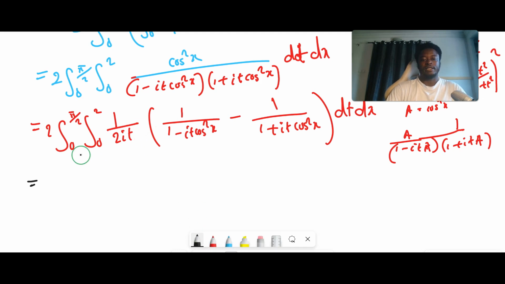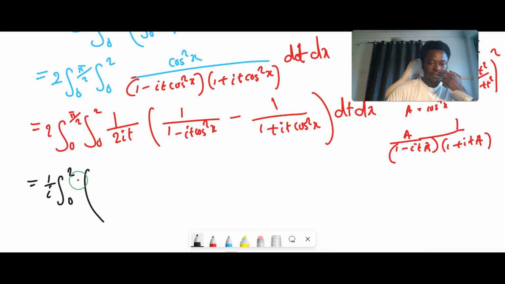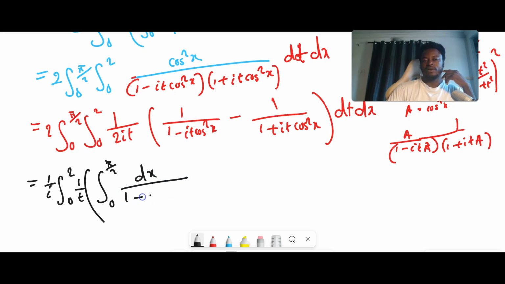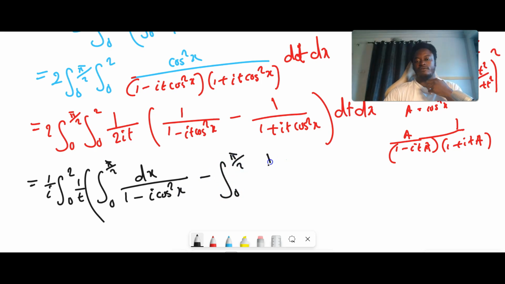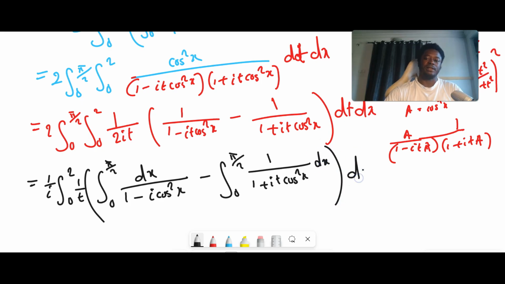Then next, you will have 1 over i times the integral from 0 to 2 of 1 over t here. Then for the inside expression, you have to integrate from 0 to pi over 2 of dx all divided by 1 minus it cosine squared x. And then the same thing, the integral from 0 to pi over 2 of 1 over 1 plus it cosine squared x dx, and everything is on the outside. You have a dt, so 1 over t is taken out of the expression.